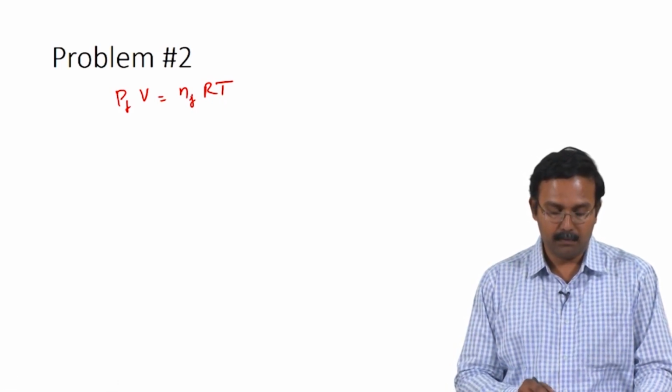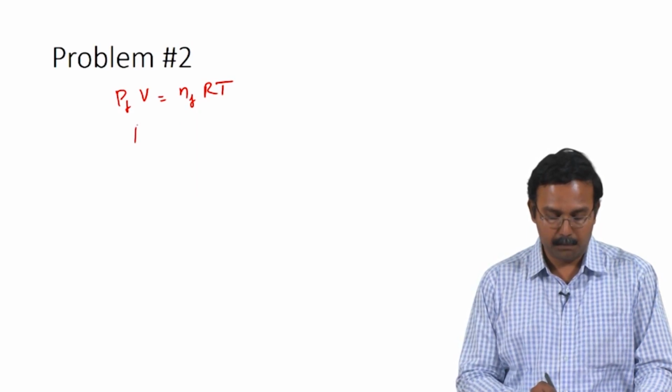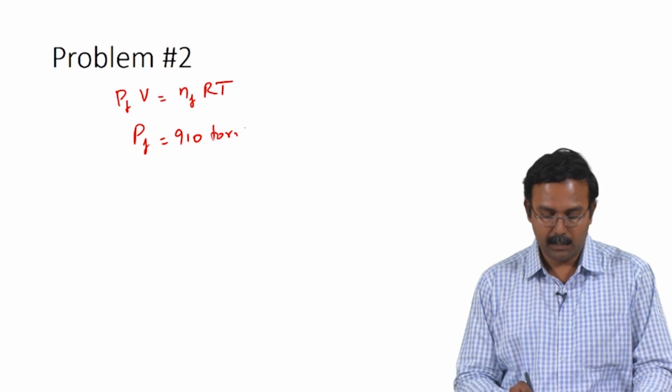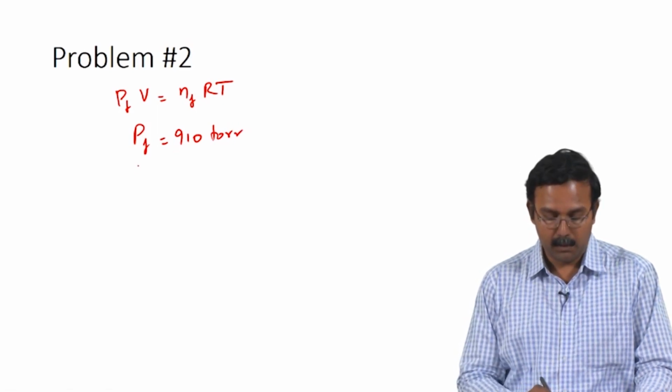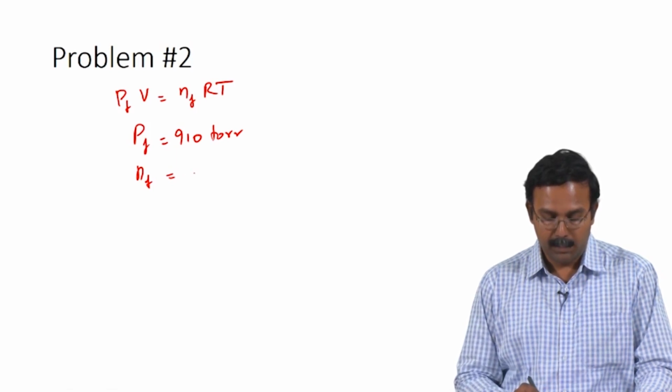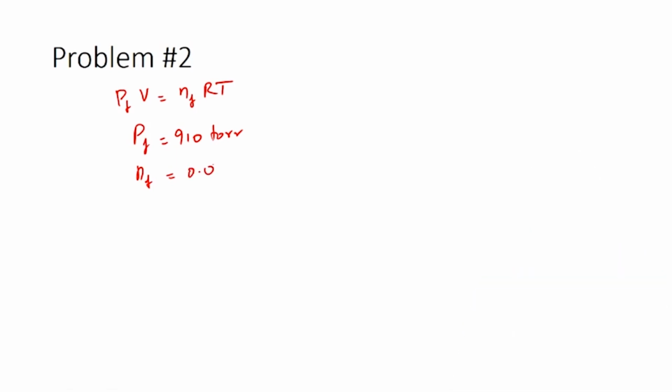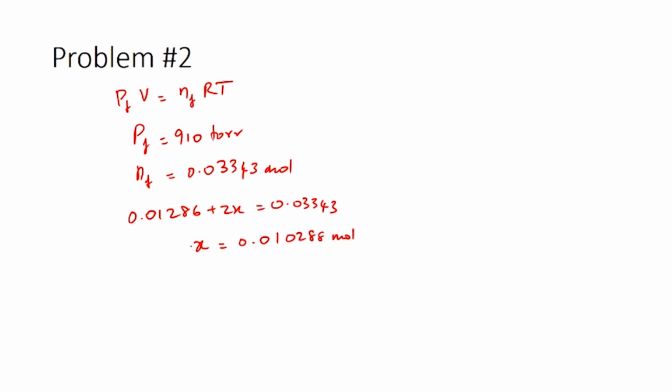So, we can calculate N final from here, and we know the final pressure P final is 910 torr. So, we can convert this to pascals, and from there we will be able to calculate the final number of moles, which would be N final equal to 0.03343 moles. So, from here we can calculate x. We know that N final was equal to 0.01286 plus 2x based on stoichiometry. This is equal to 0.03343. So, x would be equal to 0.010288 moles. So, this x is the number of moles of dimethyl ether which has actually been consumed.